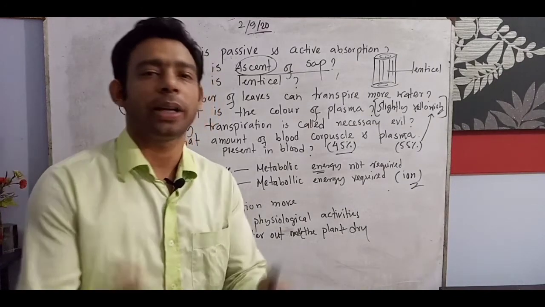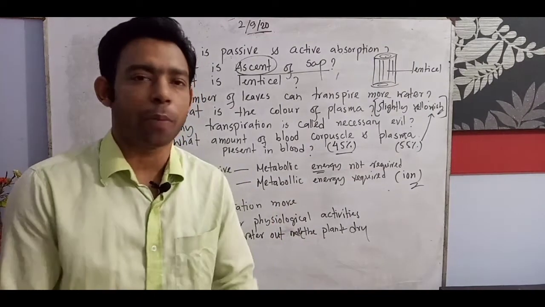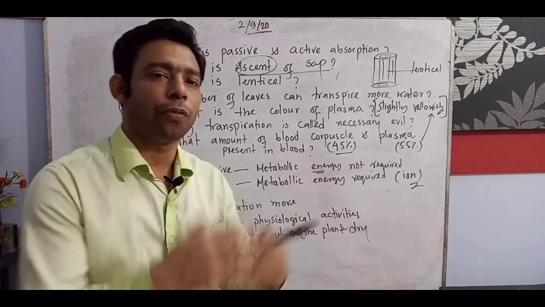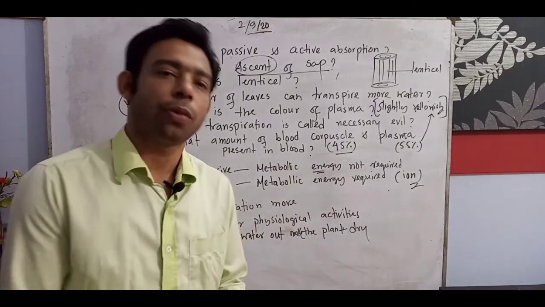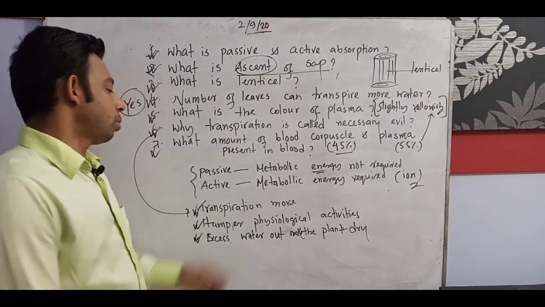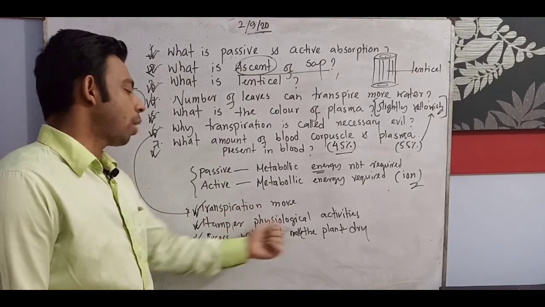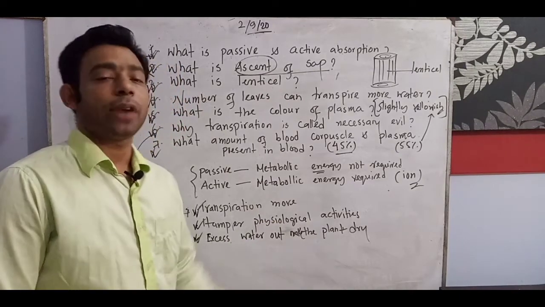If it is a flower plant, we cannot get the flower. If it is a timber plant, we do not get the timber properly. If it is a fruit-bearing plant, we cannot get the fruits. So all of the results will be negative. So transpiration more, hamper physiological activities, excess water out, make the plant dry. These are the actual reasons.